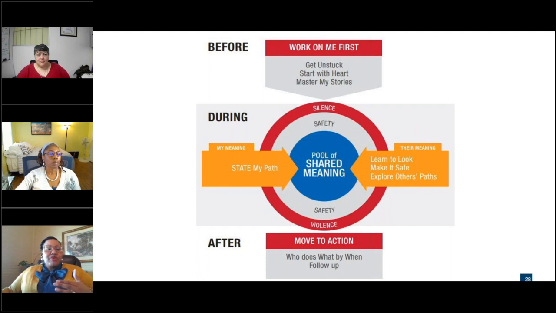So before the conversation, you want to prepare yourself. That's basically what you're doing there. You're getting your thoughts together. You're really thinking about what you want to bring up in the discussion, making sure that you're in a safe space, making sure that you can trust the person that you're going into the conversation with.